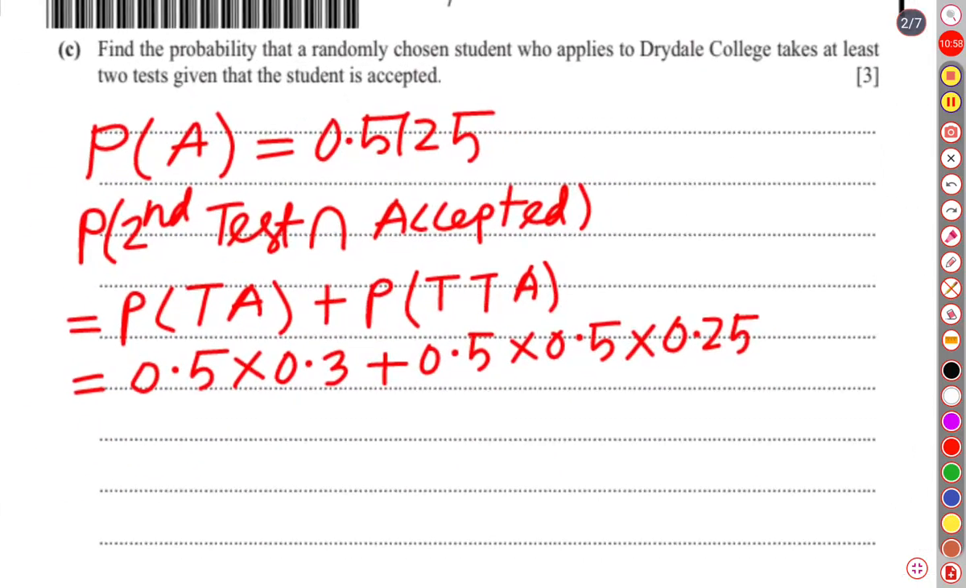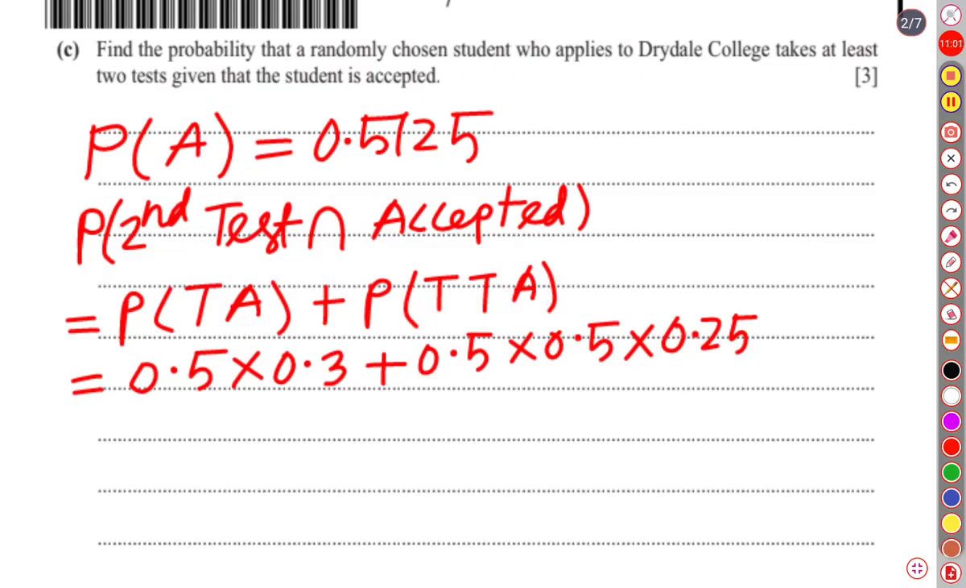Second test and accepted. Look at this. So find the probability that a randomly chosen student who applies to Rydell College takes at least two tests, given that the student is accepted. That means at least two tests. Test means he was given the first chance and then the second time he succeeded. So the first one was T, the second one was accepted. Or the first time he was given a chance, the second time also he took the chance, and the third time he was accepted. So first two T's and then accepted.